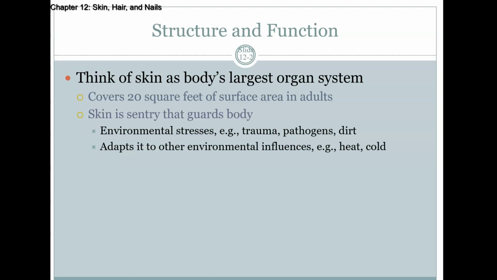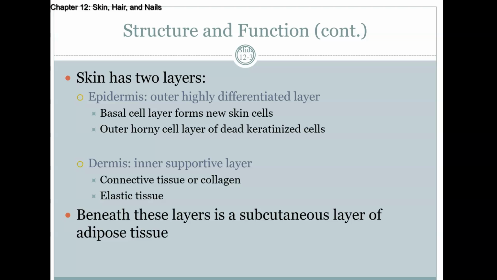Structure and function. Think of the skin as the body's largest organ system. It covers 20 square feet of surface area in adults, and the skin is sensory. It guards the body from stress, trauma, pathogens, dirt. It adapts it to other environmental influences like heat and cold as well.